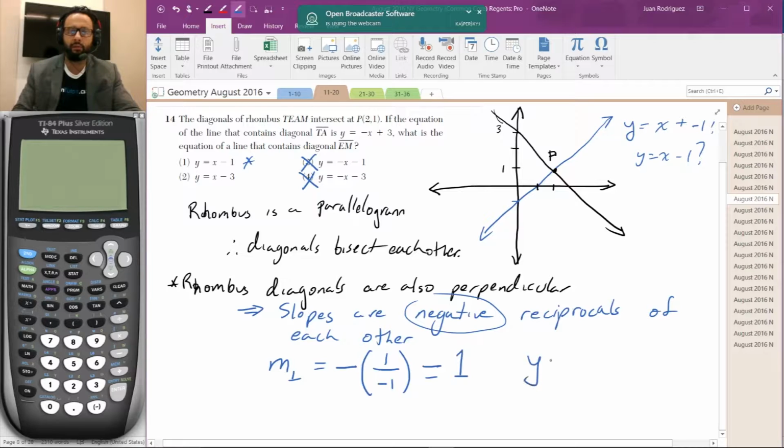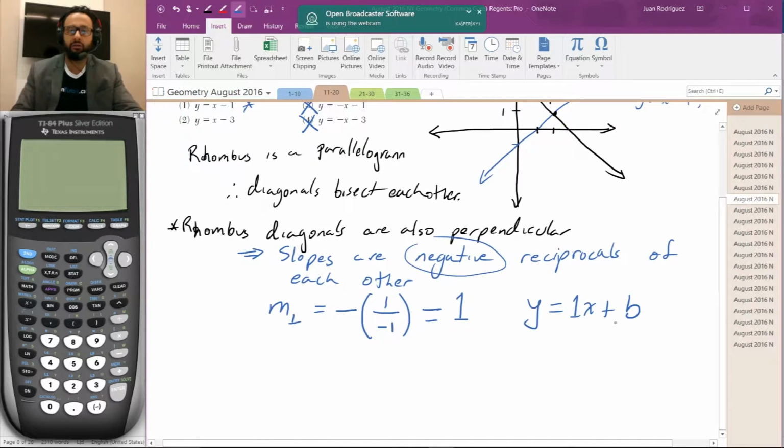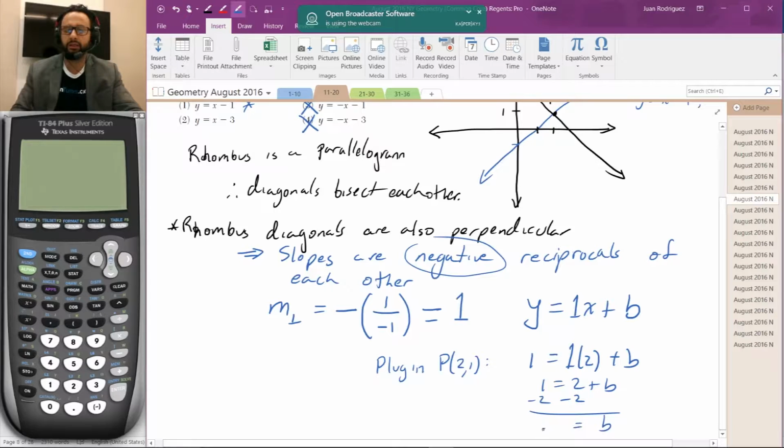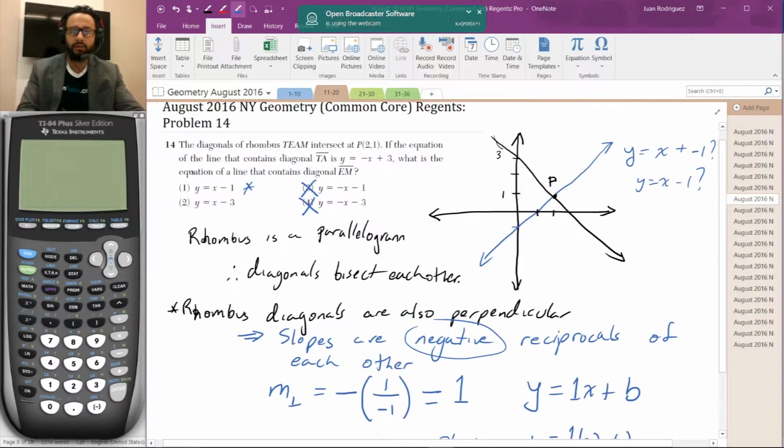So now I have y equals 1x plus b, the y-intercept. Since the diagonals intersect at P, P is a point that satisfies the line. So plug in point P (2, 1), and I get 1 equals 1 times 2 plus b. So 1 equals 2 plus b, subtract 2, and I got b is equal to negative 1. So m is 1 and b is negative 1, so y equals x minus 1. So we were right about our guess. That's great.